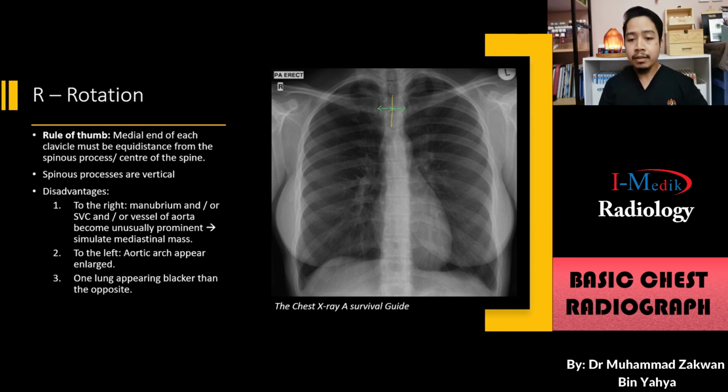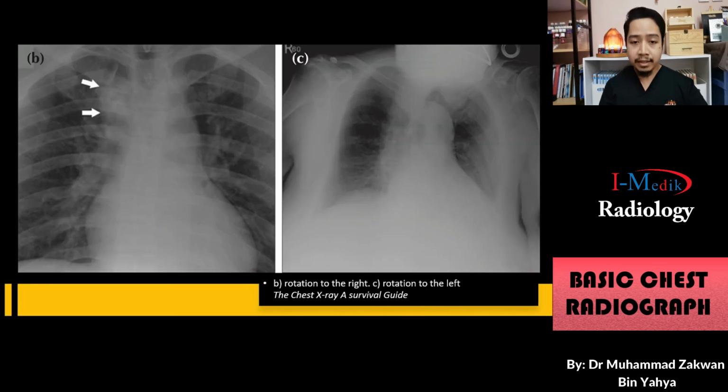This is an example of a rotated radiograph, on the right hand side and on the left hand side, B. The patient is rotated to the right, so the SVC, superior vena cava, appears enlarged and prominent. On the right hand side, C, the patient is rotated to the left, so we can see the aortic arch appears enlarged.